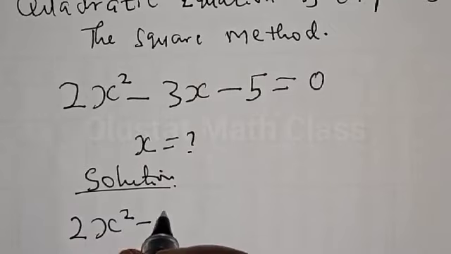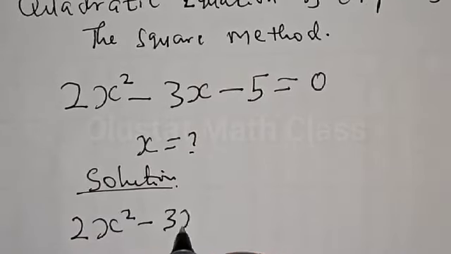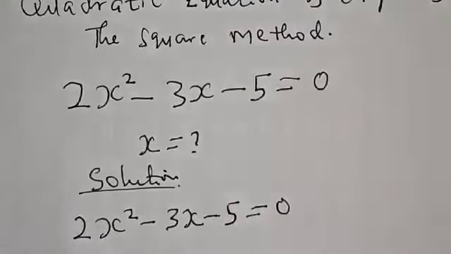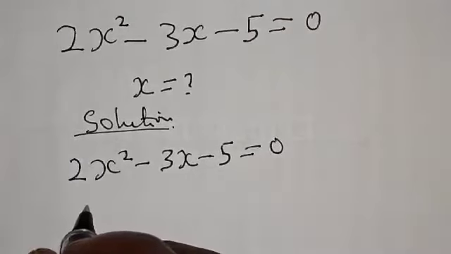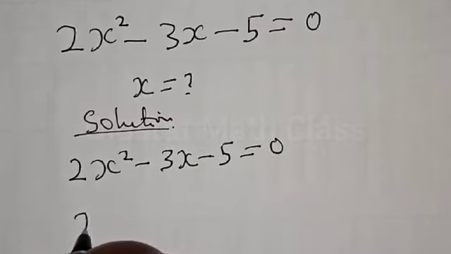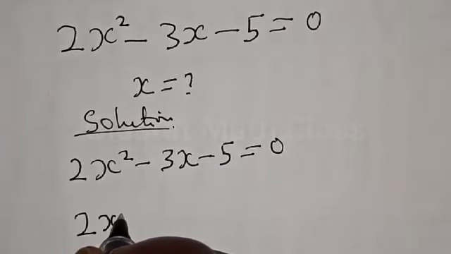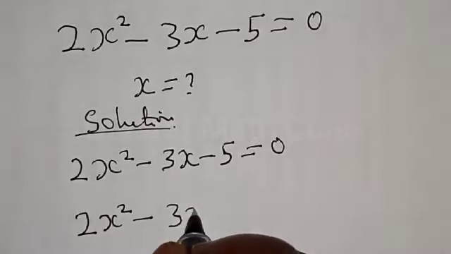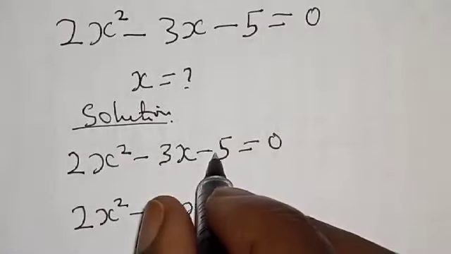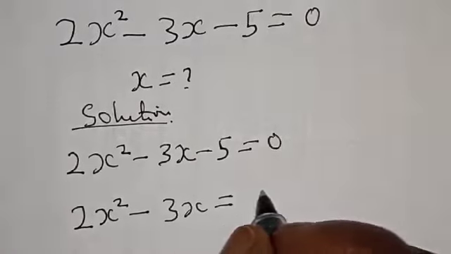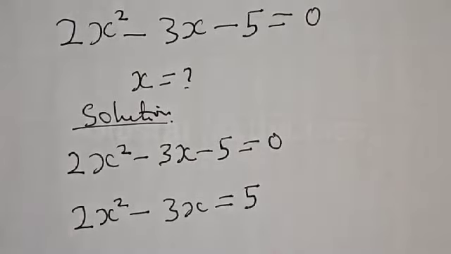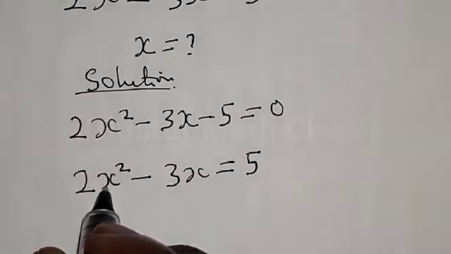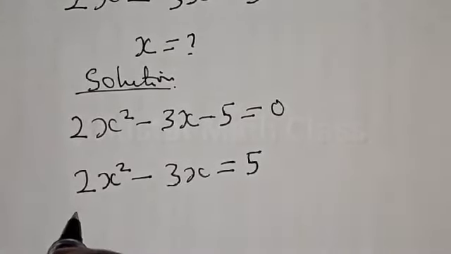Solution: 2x squared minus 3x minus 5 equal to 0. Then the equation can be written as 2x squared minus 3x. If minus 5 crosses the equal sign, it will be what? Plus 5. Now let's divide both sides by the coefficient of x squared, that is 2.